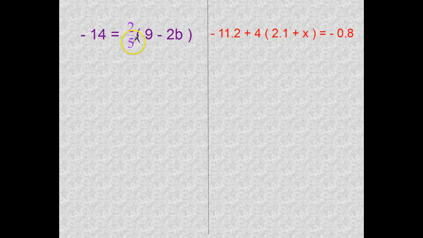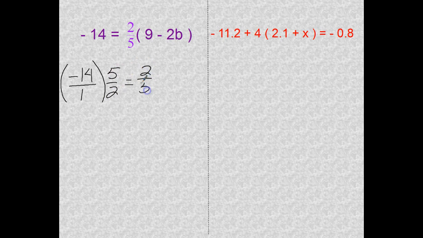We've learned to get rid of a fraction when multiplying by another term. In this case, your term is 9 minus 2b in parentheses. Just multiply both sides by the reciprocal of the fraction. So we have negative 14 over 1 multiplied by the reciprocal of 2 over 5, which is 5 over 2. And you're doing that to both sides. Here's your original right side, and then to get rid of this 2/5, let's multiply it by 5 over 2.